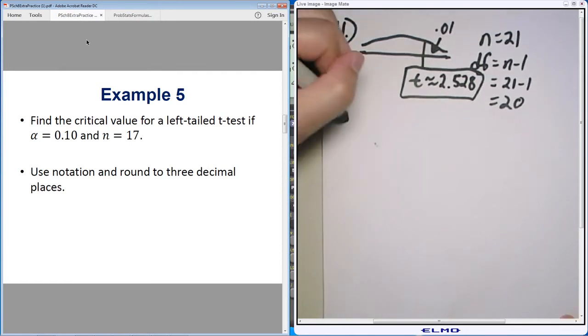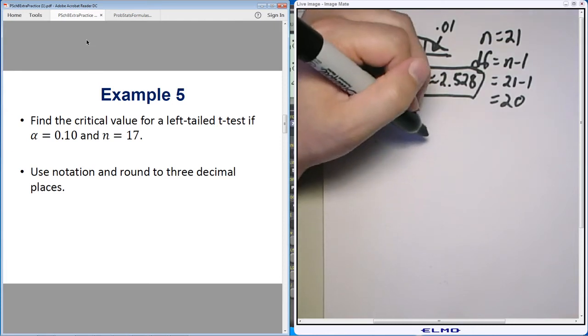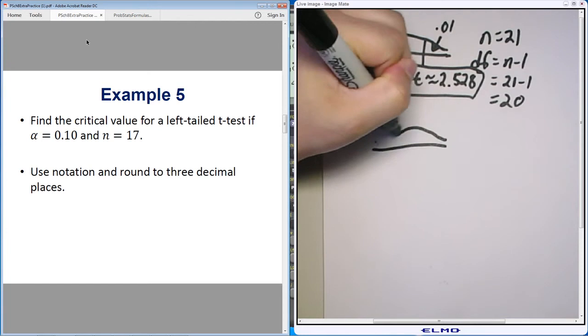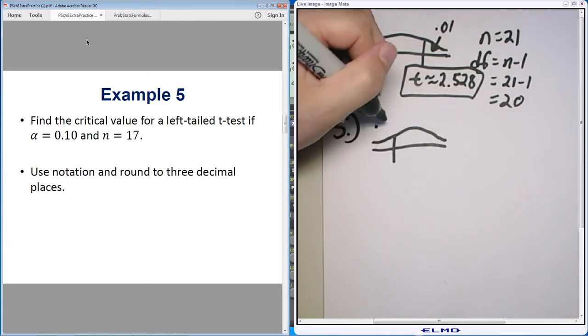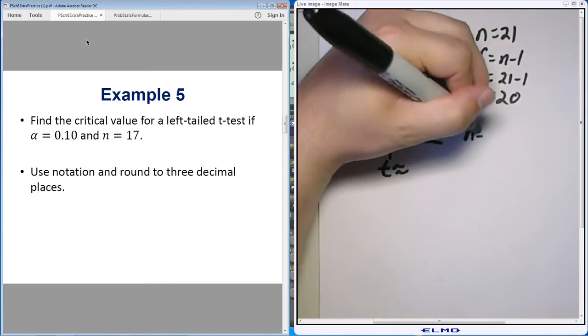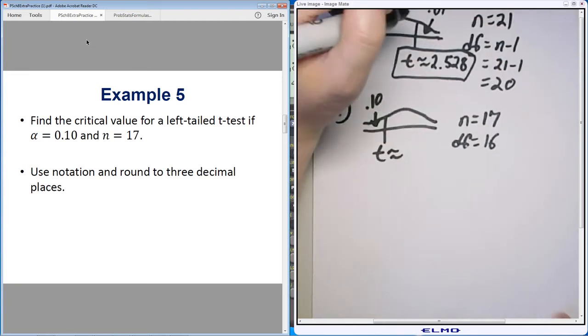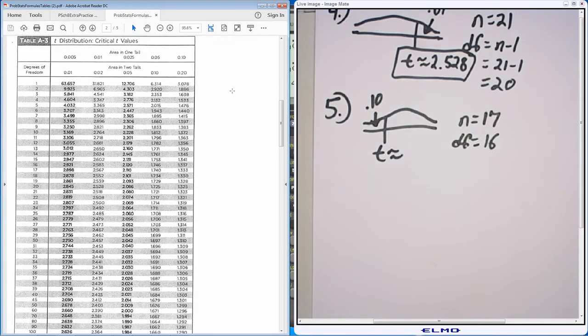Now number 5. It says find the critical value for a left-tailed t-test if alpha is 10% and n is 17. So now I've got my t-distribution again. Left-hand side has 0.10. N is 17. So the degrees of freedom are going to be 16. Now back to the table. Since it's a t value, area in one tail is 10%. Match that up with 16 degrees of freedom, and I get a 1.337.